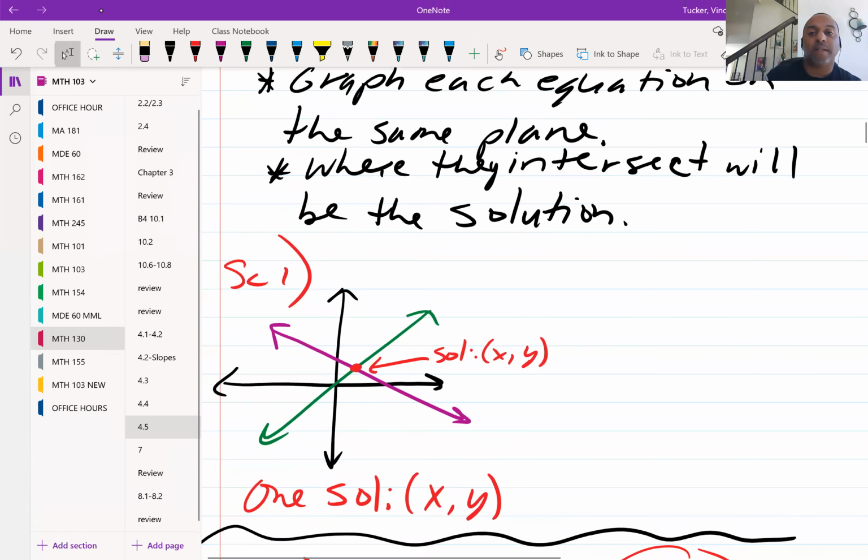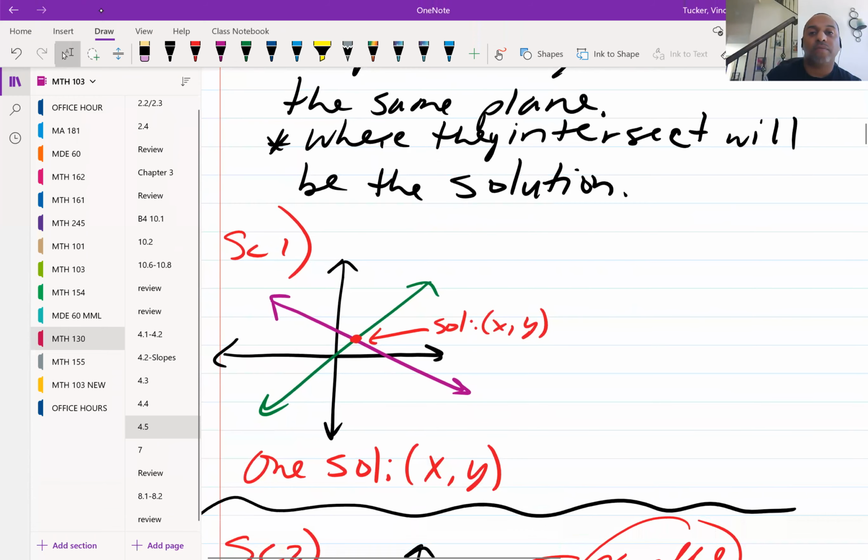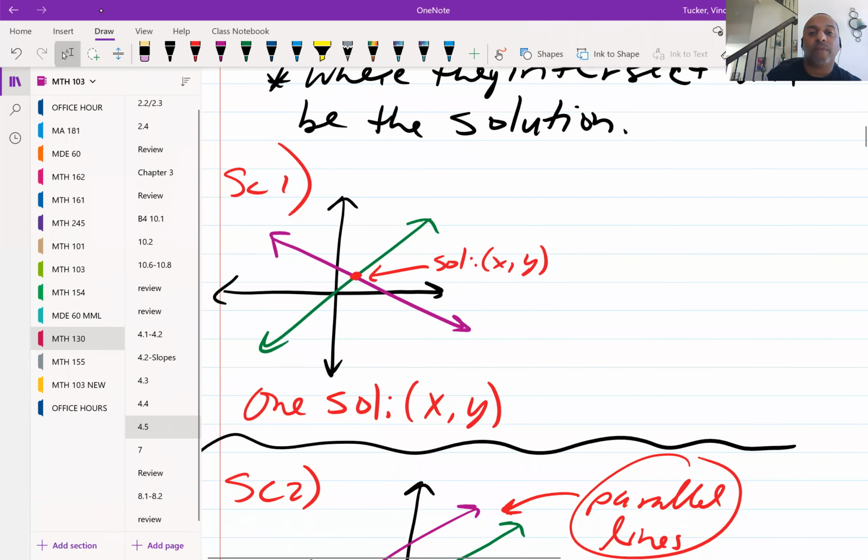Anybody still holding on to black? Okay, so here we have scenario one. You have two different lines, you graph them, and where they intersect, that's where your solution will be.